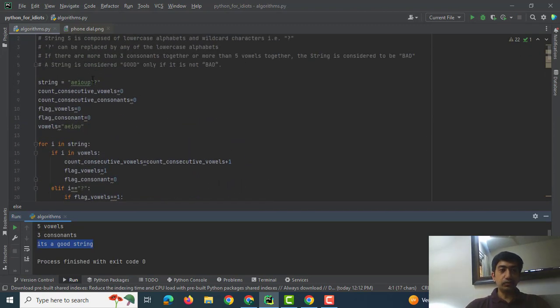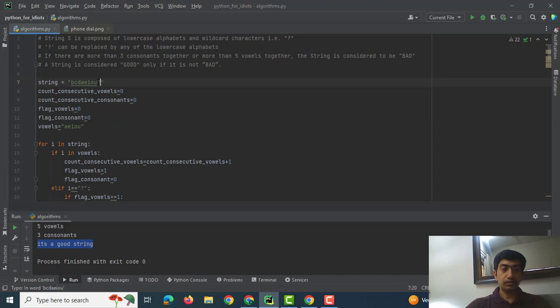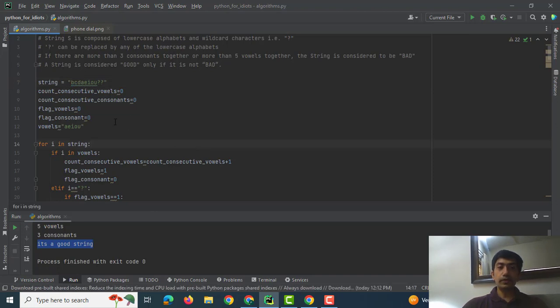Now let me change the question. B, C, D, A, E, I, O, U, question mark, question mark. So what would happen here? B, C, D are consonants. So the toggle for consonant would be switched on and the toggle for vowel would be switched off. But after D we have encountered vowels A, E, I, O, U. So the toggle for vowel is switched on and the toggle for consonant is switched off. So then we encounter question marks. So since the toggle for vowels is switched on, the question mark would be dealt as vowels.